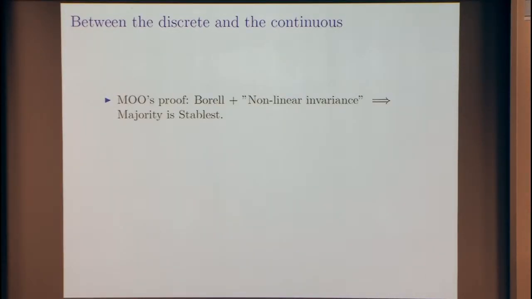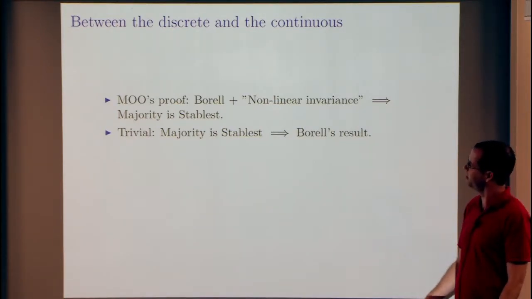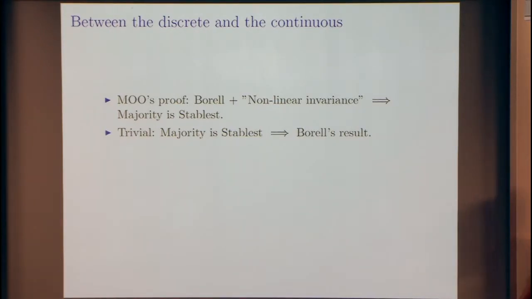When we proved it, what we did is we used Borel's result and something which we call nonlinear invariance. But there was something a little disappointing about it. One observation is that the other direction is trivial. If you know the majority is stablest result, this implies immediately by limiting arguments Borel's result.